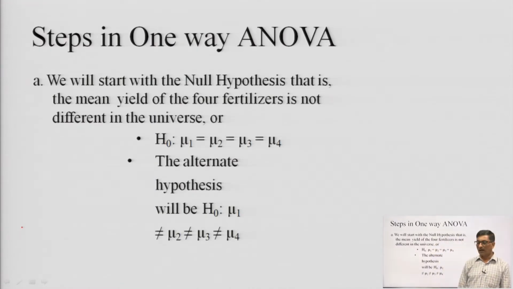Steps in one-way ANOVA are: we start with the null hypothesis, that the mean yield of the 4 drugs or fertilizers is not different in the universe. So, H naught: mu 1 equal to mu 2 equal to mu 3 equal to mu 4, and the alternate hypothesis: mu 1 is not equal to mu 2 is not equal to mu 3 is not equal to mu 4. That means in the alternate hypothesis we consider there is a significant difference between the 4 means, while in the null hypothesis we consider there is no significant difference between the 4 means.